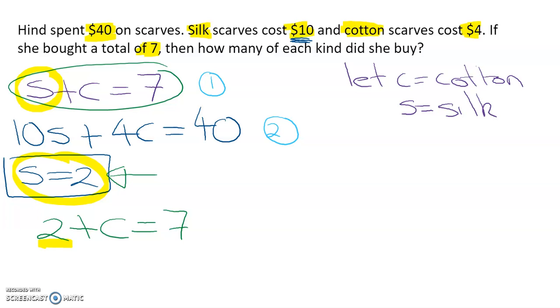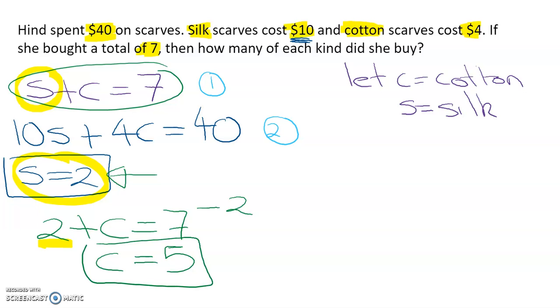And then I'm going to solve it. So how do I get rid of plus 2? I subtract it. So C equals 5. Now with a worded problem, you should always answer it in words.